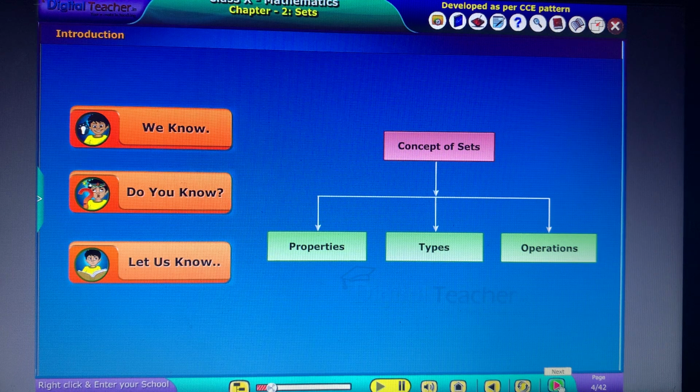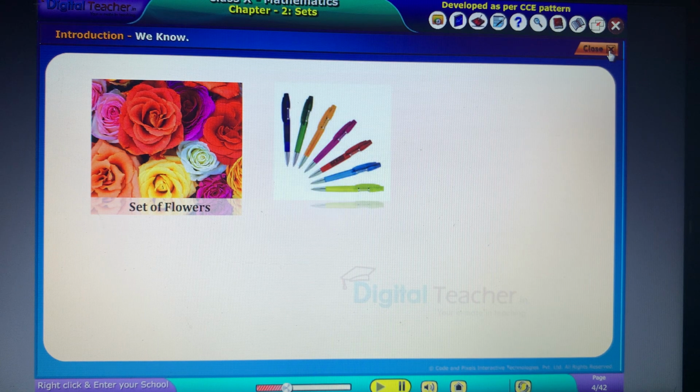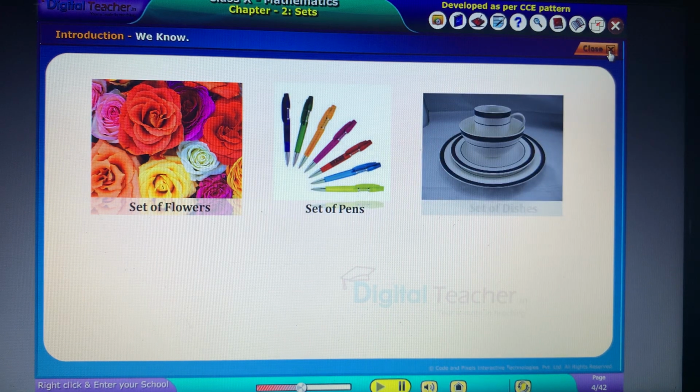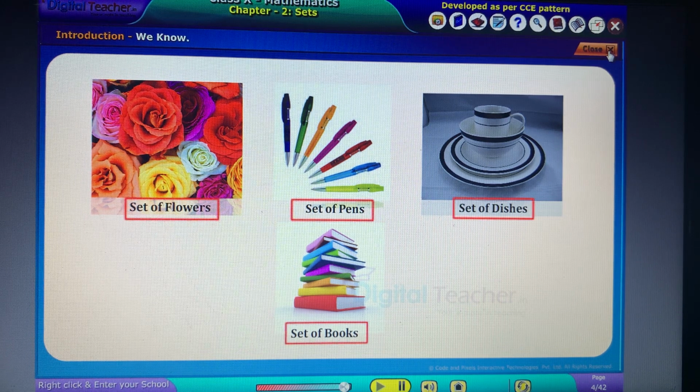Introduction. Before you enter into the lesson, follow the instructions shown on the screen. We know that when things are grouped based on a criteria, they form a set. The images shown on screen, taken from our daily life, form several sets.